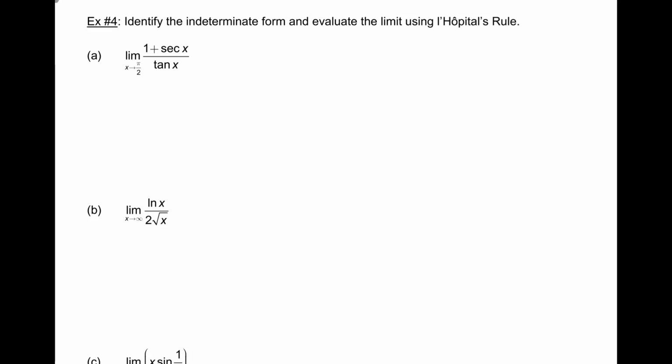Identify the indeterminate form and evaluate the limit using L'Hopital's rule. So as we go to pi over 2, what's the indeterminate form here? So what is 1 plus secant of pi over 2? What's secant of pi over 2? Secant is 1 over cosine. What's cosine of pi over 2? Oh, it's 0. So what's 1 over 0? Indeterminate form? Or no, just does not exist.